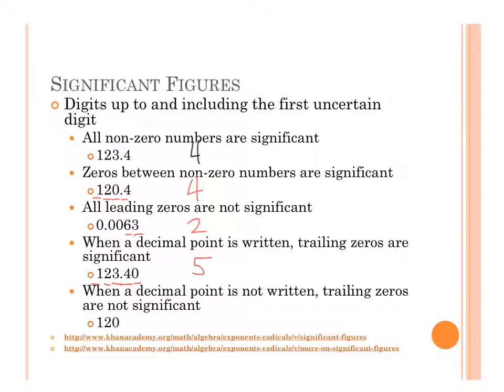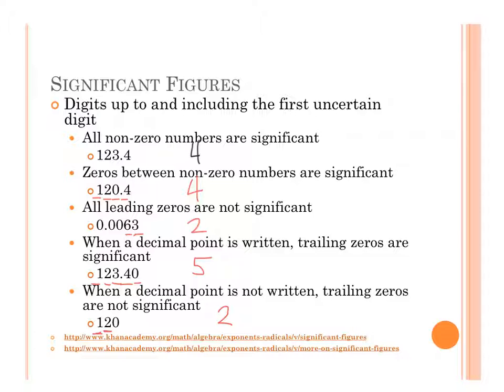But if there's not a decimal point written, so for example in the number 120, the trailing zero, the one at the end of the number, is not significant. So this zero is insignificant. It is there more with the purpose of telling you that the 2 is in the tens place rather than the ones place. So only the 1 and 2 are significant, and this has 2 sig figs.